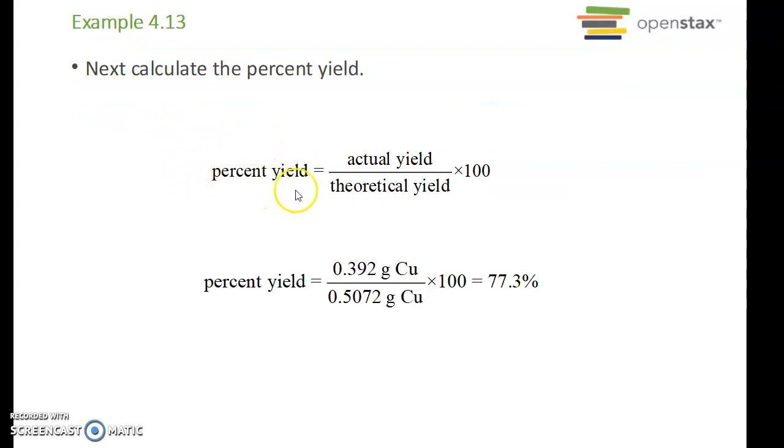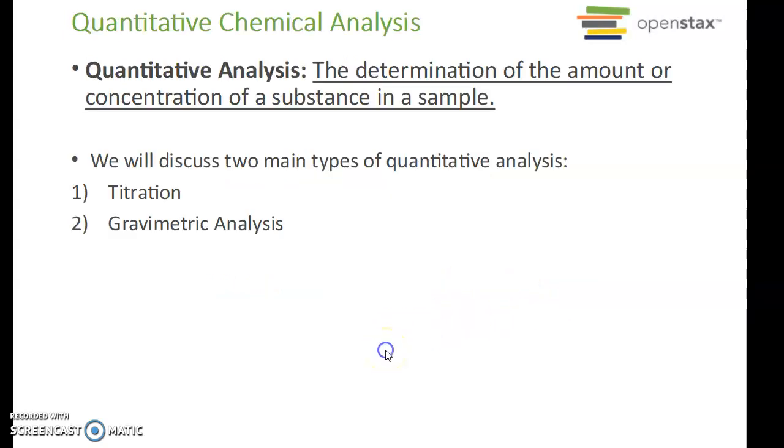So the percent yield is the actual yield divided by that theoretical yield that we just calculated, times 100. So the actual yield was this 0.392 grams. The theoretical yield was 0.5072 grams. Times 100 gives you a 77.3% yield. That's not that bad, not that bad. It's always better when it's closer to 100, but that's not too bad.